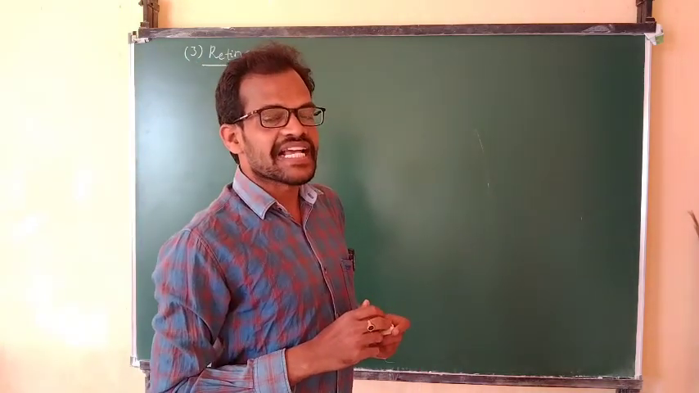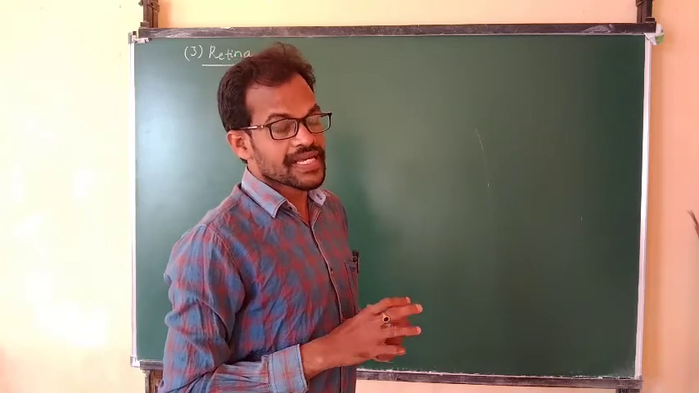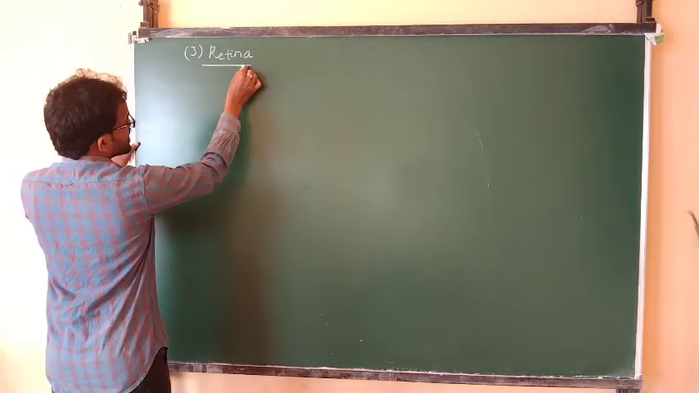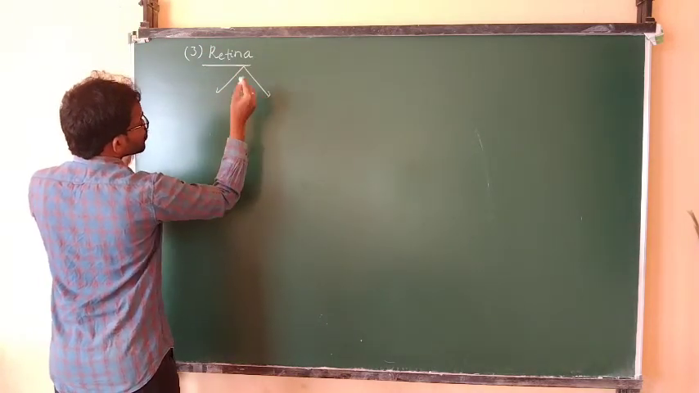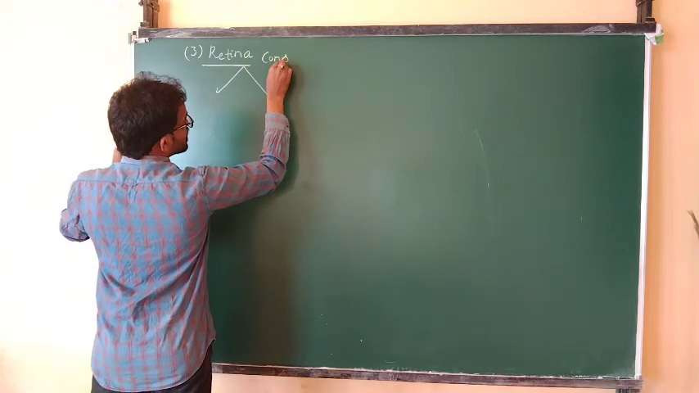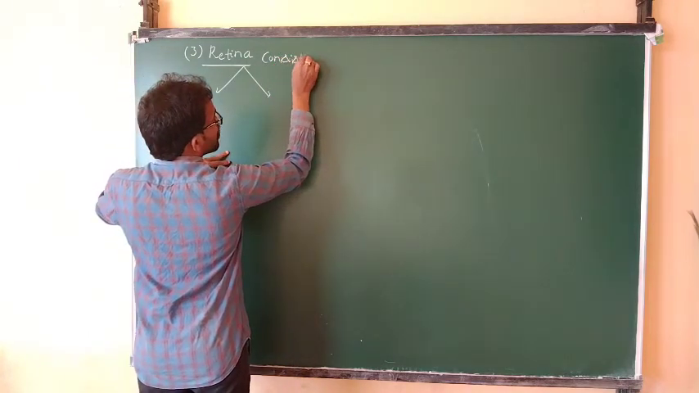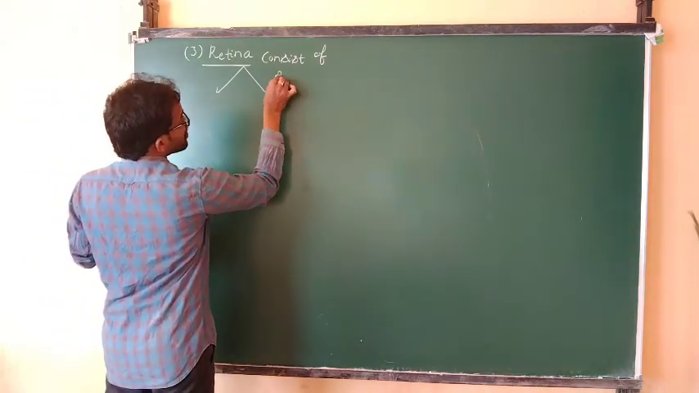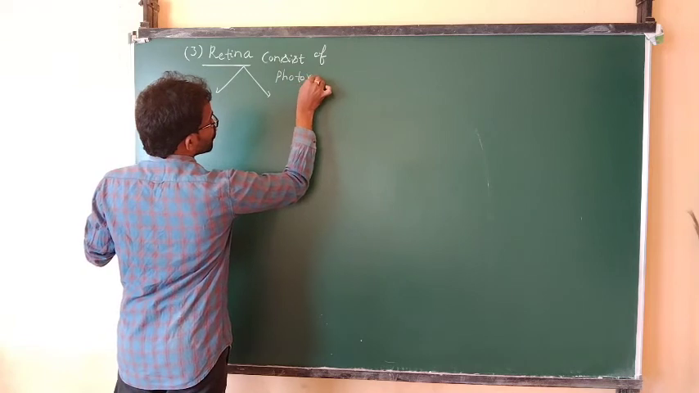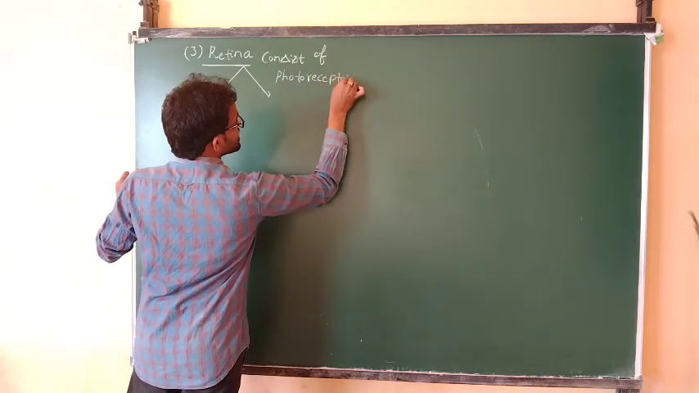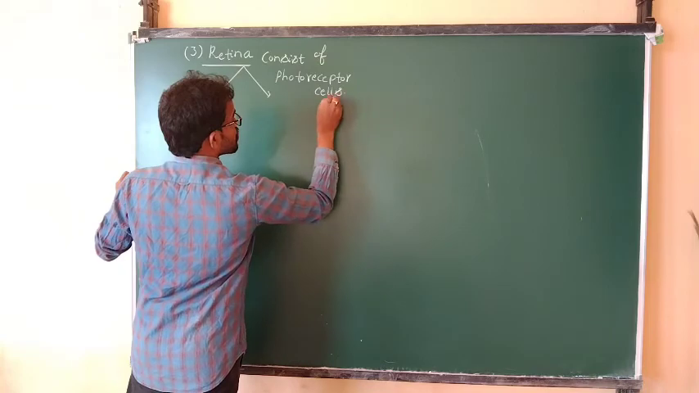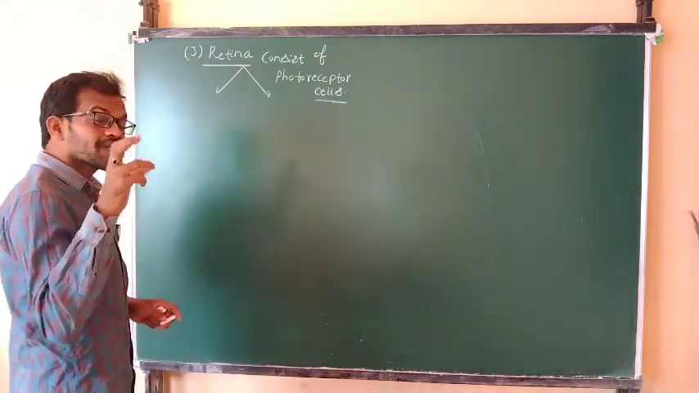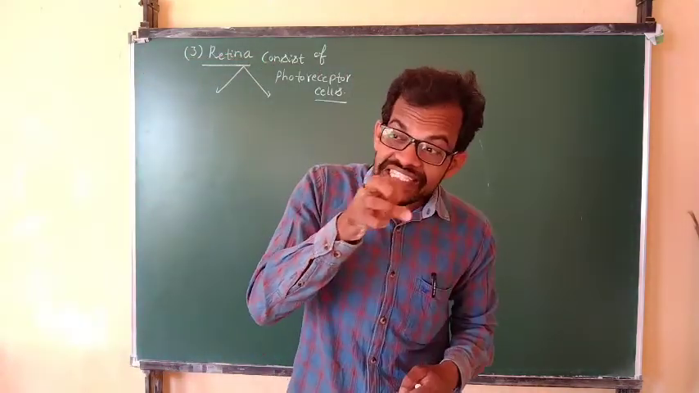The retina is the third part of the eye. It consists of photoreceptor cells. Retina consists of photoreceptor cells. What are the photoreceptor cells? These are the photosensitive cells.